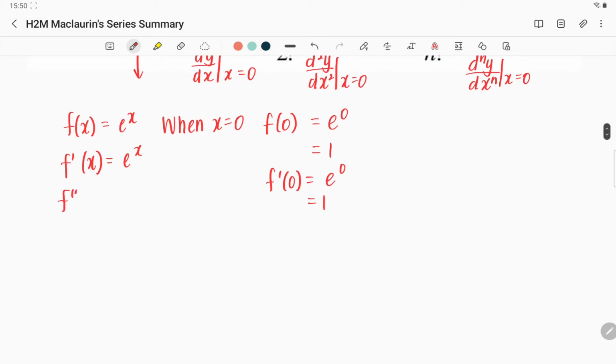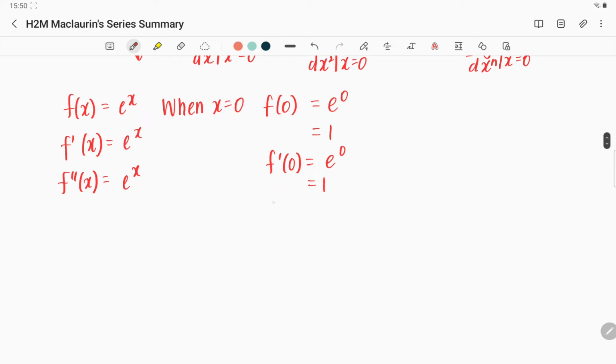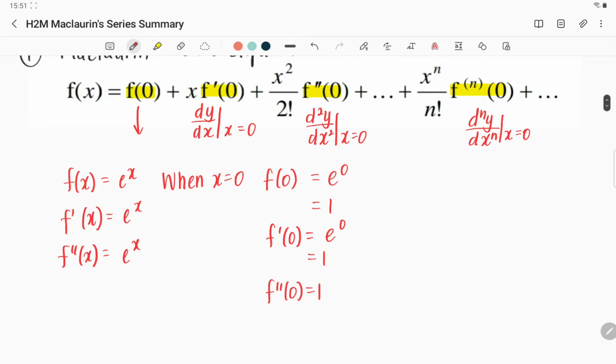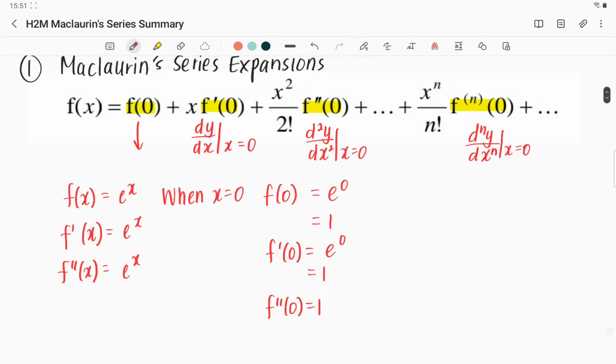So if I keep going, f prime of x equals e to the x again, because when you differentiate e to the x, nothing happens. Okay, so f double prime 0 again is also 1. Okay, so you just keep going until the question limits you from doing so.